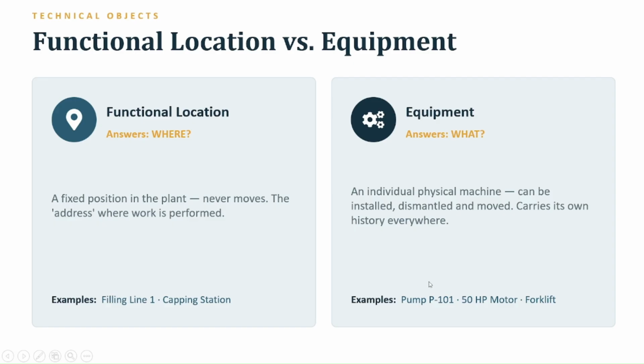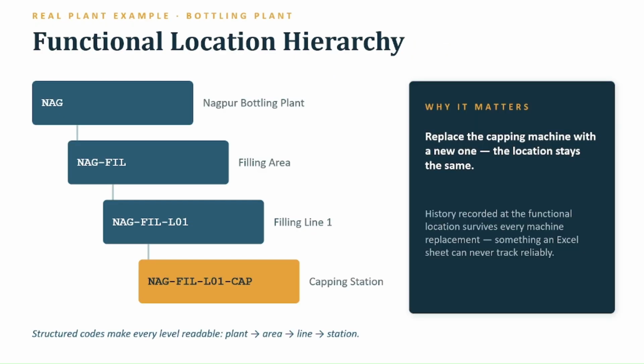Equipment is what is installed in that filling line, one machine, one piece of equipment, like a 50 horsepower motor installed in the filling line station. So the filling line is a functional location, a physical location. On the physical location the equipment or machine is installed. So we call it equipment or machine, and the location we call functional location.